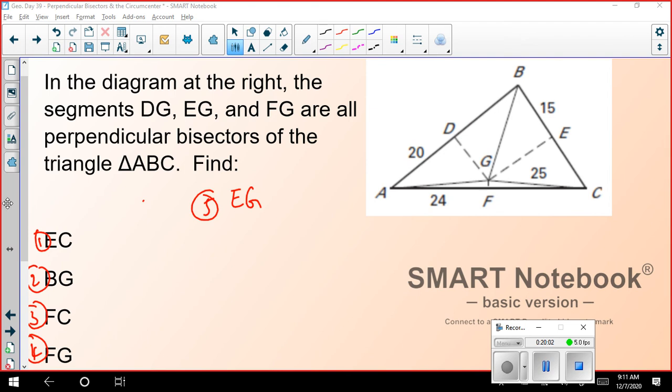From definition of perpendicular bisector, we can say that these two are equal. BE equals EC. Therefore, EC equals 15. Okay, 15 units. It was simple.